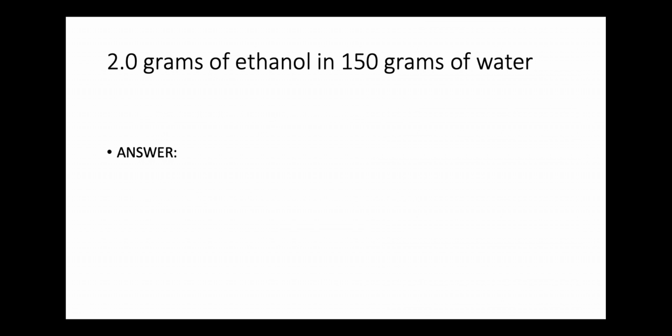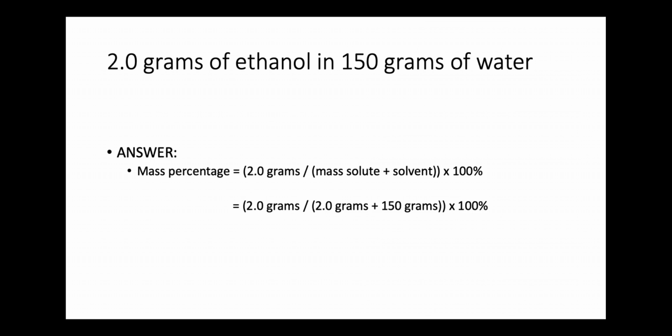Here are the answers from the previous slide. So we plug it in, 2 divided by 2 plus 150, so my solute plus my solvent. When I do it correctly, it's about 1.3%. 2 divided by 152 times 100% makes 1.3%. That's 2 grams ethanol and 150 grams of water.